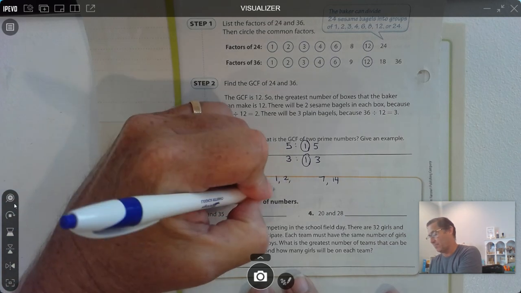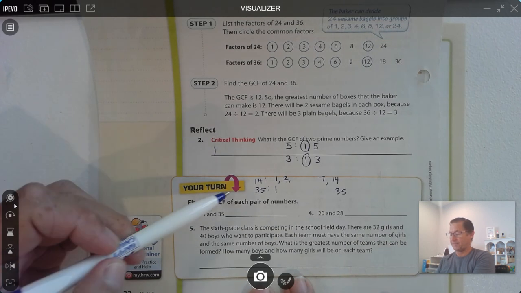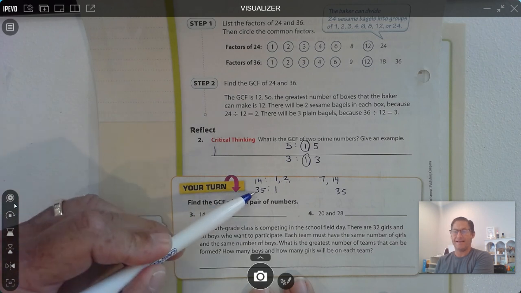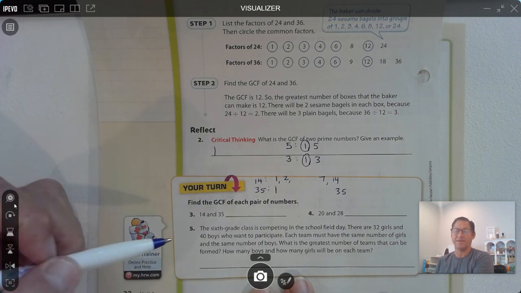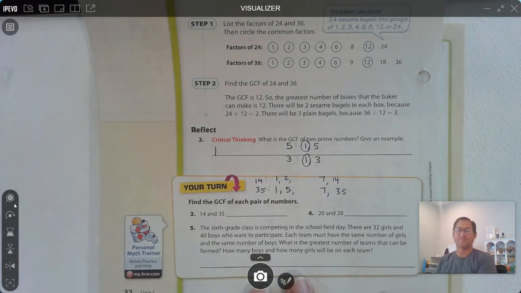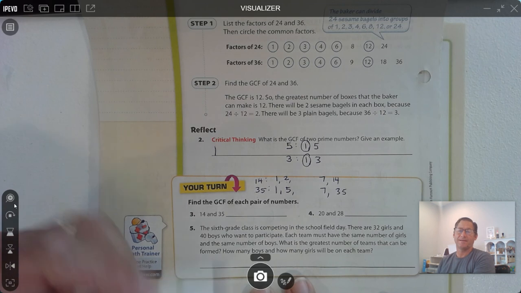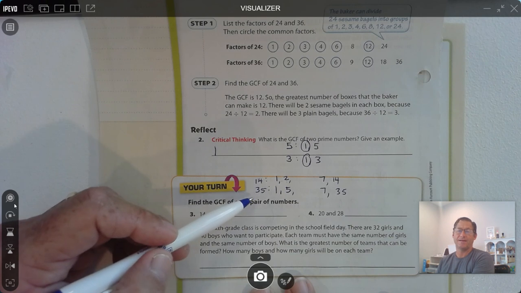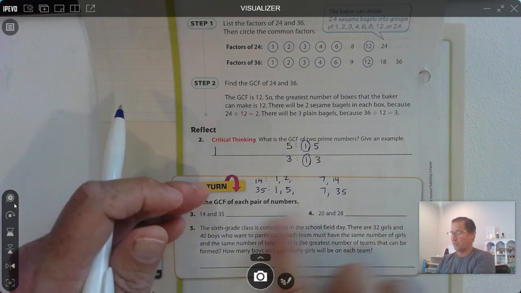How about 35? Well, we know 1 and 35. 2 will not work because this is not an even number. 3 will not work because 5 plus 3 is 8, and 8 is not divisible by 3. 4 will not work because 35 is not an even number. 5 will work. 5 times 7. 6 will not work because 35 is not divisible by 2 or 3. 7 we know works. 8 will not work because, again, this is not an even number. 9, no. 9, 18, 27, 36. So those are the only factors of 35.